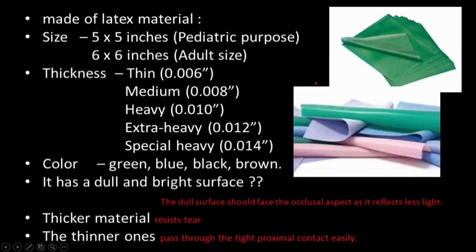So it is made of basically latex material which is having size of 5 by 5 or 6 by 6, thickness thin, medium, heavy, extra heavy and special heavy. It can be green, blue or black, brown. It has a dull and bright surface, because the dull surface should face the occlusal aspect as it reflects less light. Thicker material resists tear and thinner ones pass through the tight approximal contact easily.